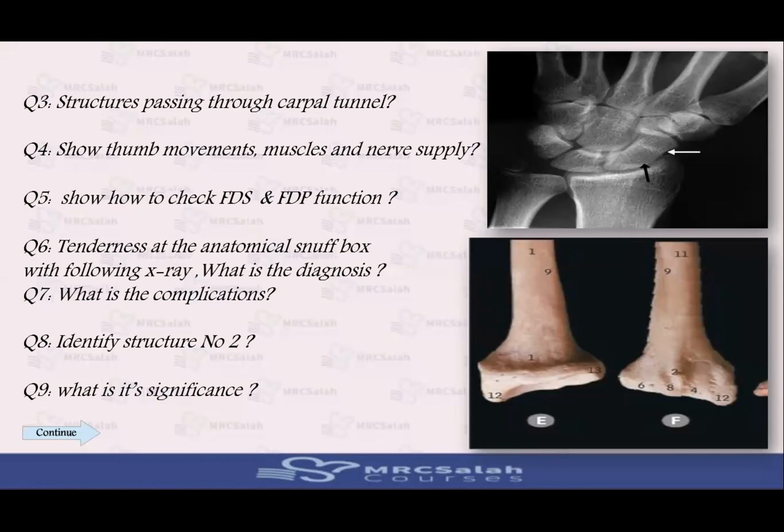By the way, thumb adduction by which muscle? Adductor pollicis. Longus or brevis? It's not longus, it's just adductor pollicis. Okay. By which nerve is adductor pollicis supplied? The ulnar nerve. Yes, excellent. So go for the next picture, Dr. Maria.